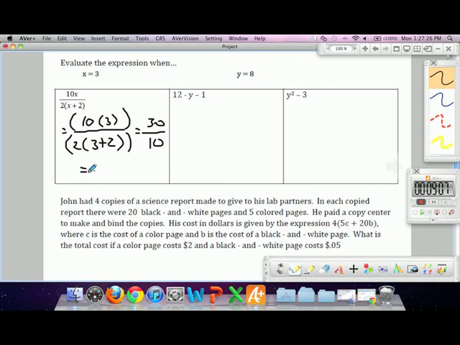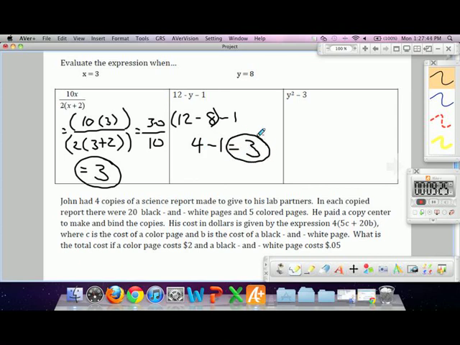You get 12 minus 8 minus 1. So we'll subtract going left to right, and you get 4 minus 1. Hey, it's also 3. And then when we plug in the last one, we take out the y and put an 8 in. That's still squared. So we get what? 64 minus 3. 8 times 8 is 64, minus 3, which gives us 61.